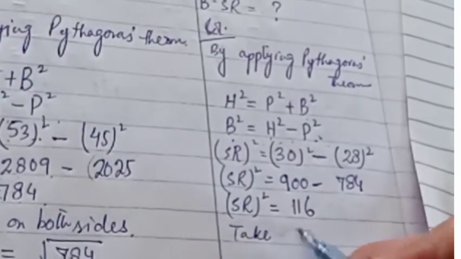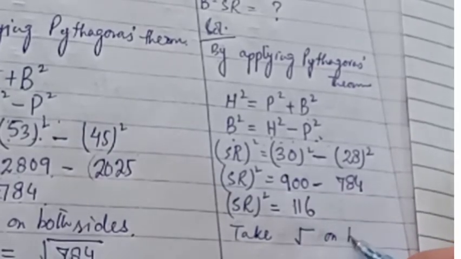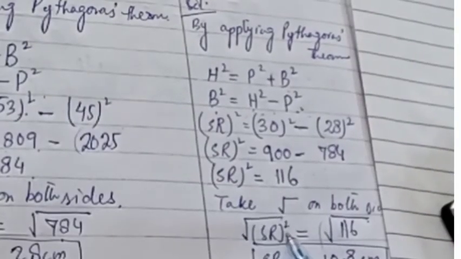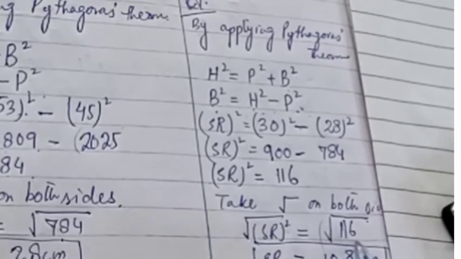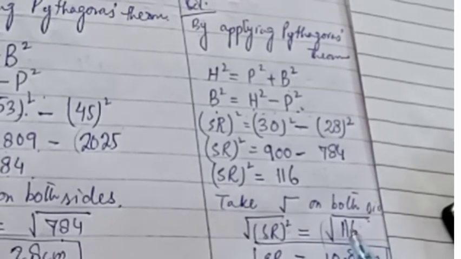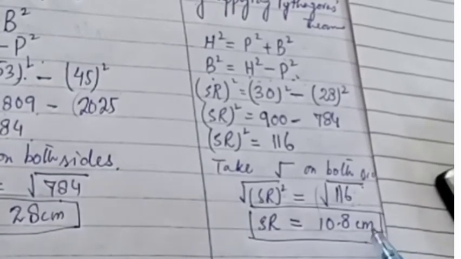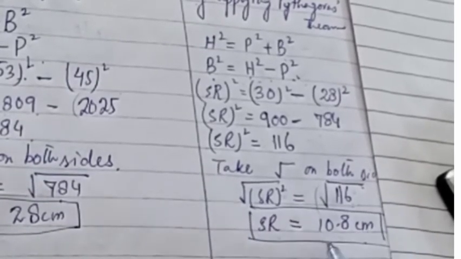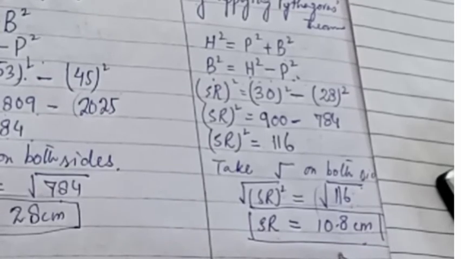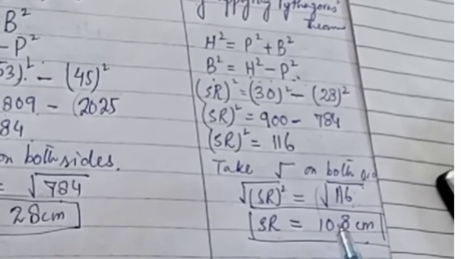Take root on both sides. Put a root on SR square and also put a root on 116. When I take root of 116, I got 10.8 centimeters. So SR equals 10.8 centimeters. This is the answer for part 2 of question number 7.